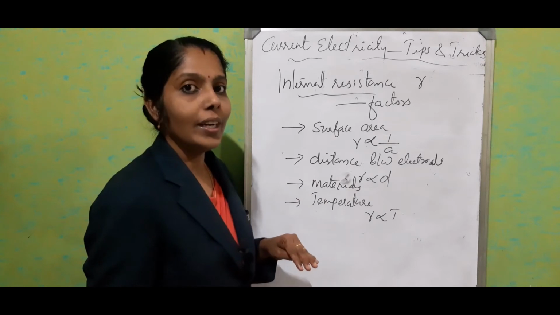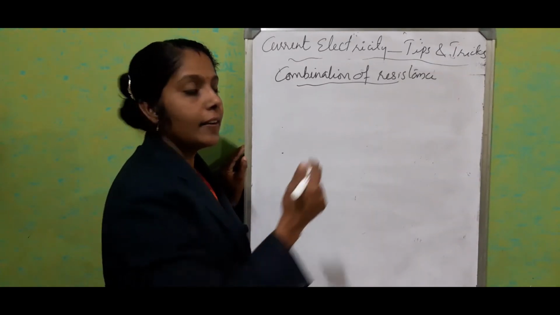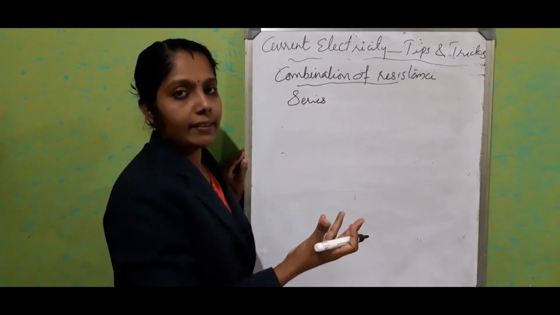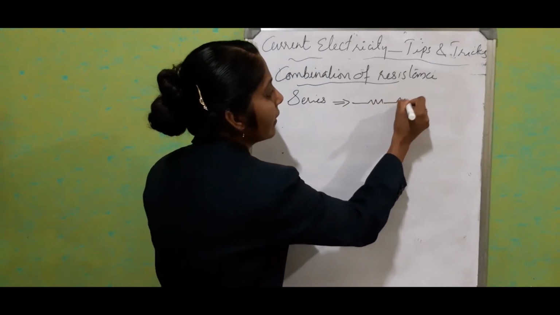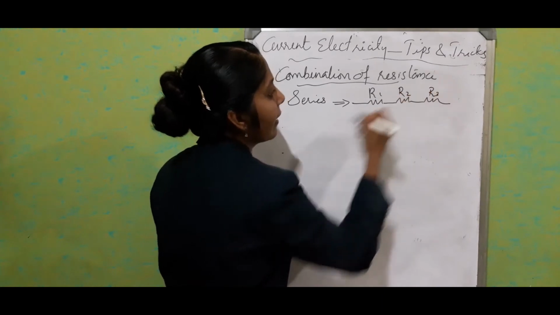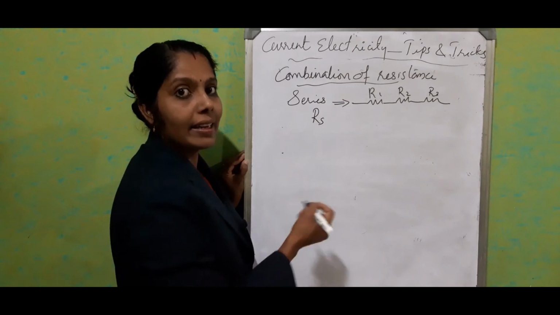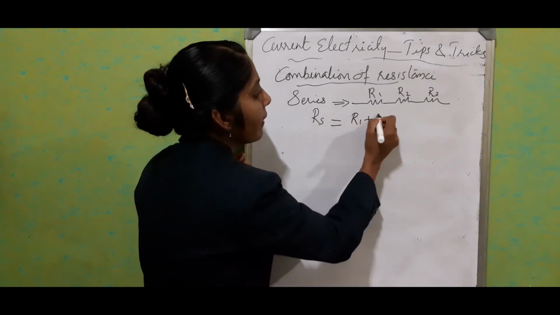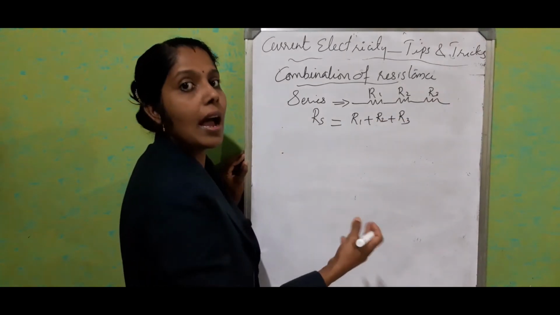Now we'll move on to the combination of resistance. We studied two sets, series and parallel. If it is a series connection, one after another will be there, R1, R2, R3. Effective resistance is represented by RS, resistance of series, and that is equal to R1 plus R2 plus R3. Simply we have to add it.